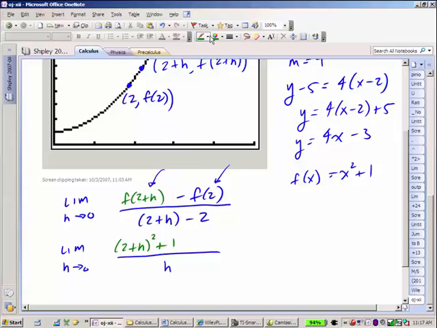I'm going to go back to blue for 2. We just get 5? Wait, what do we plug 2 into? It's 2 squared plus 1. But now the 5's cancel. Hold on, I'm not there yet. You loved algebra 2, I can tell.